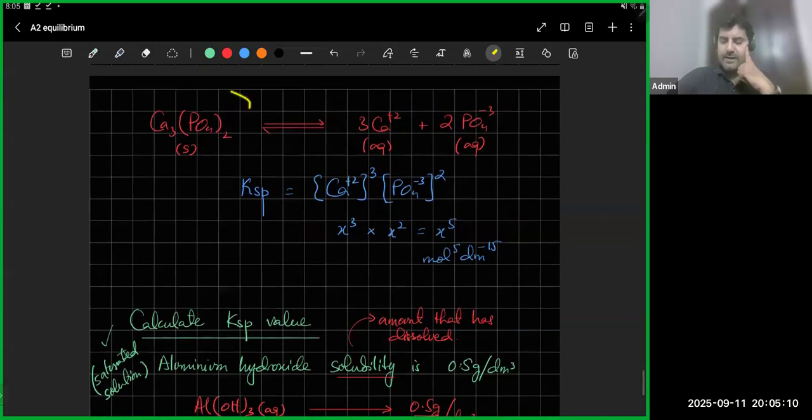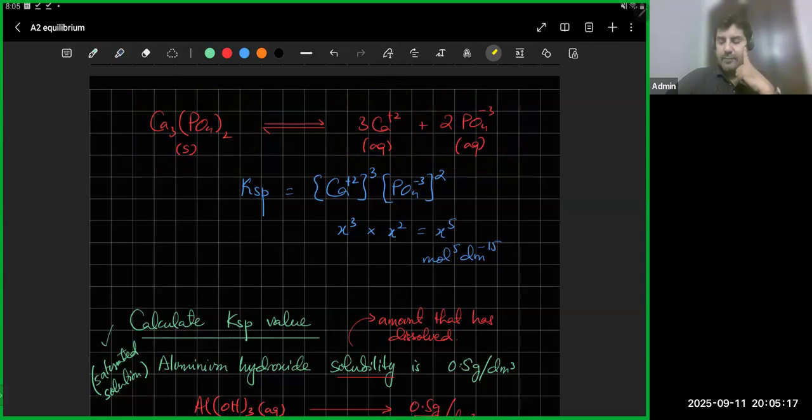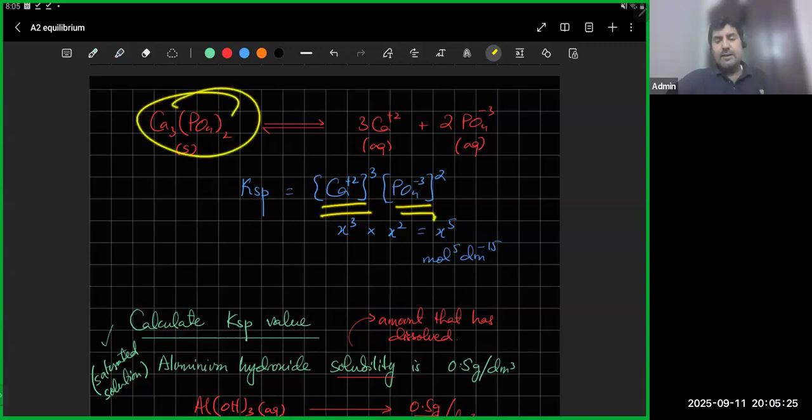For different salts, you're going to have a different KSP expression. For example, 3 calcium ions and 2 phosphate ions: if you do product concentration, that's calcium ion cubed, phosphate ion squared, divided by the reactant concentration, which is a solid, so you don't write that.